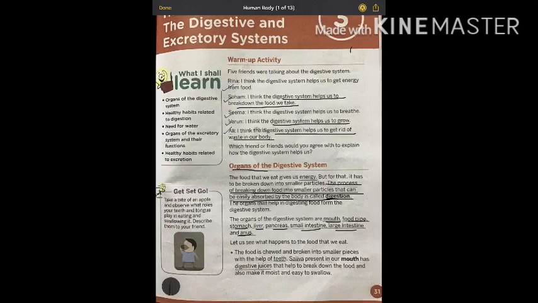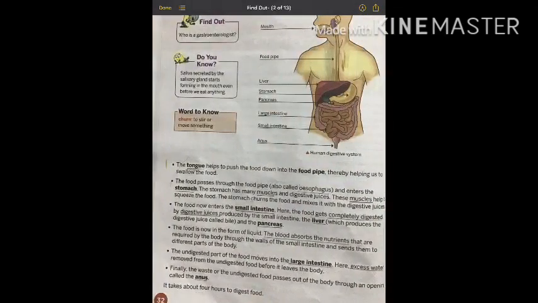Alright students, so this digestion is carried out by digestive system, and the organs included in the digestive system, these are the organs. Okay, so let's study in detail about this. Alright students, so here let me go to the next page. Yes, this is the next page of your book.